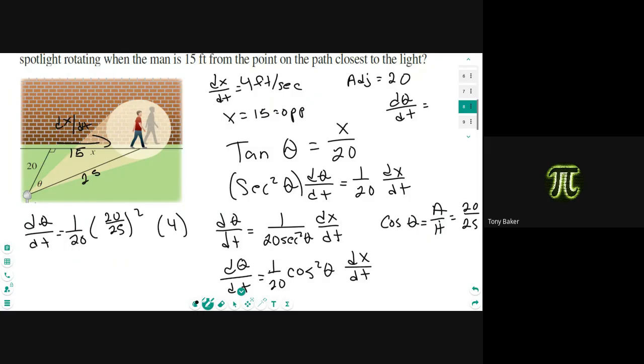And we get 0.128. And it's radians per second. Okay.